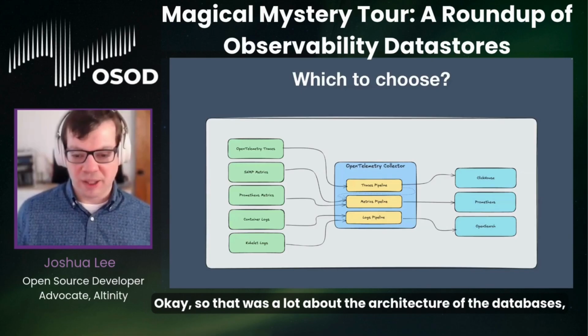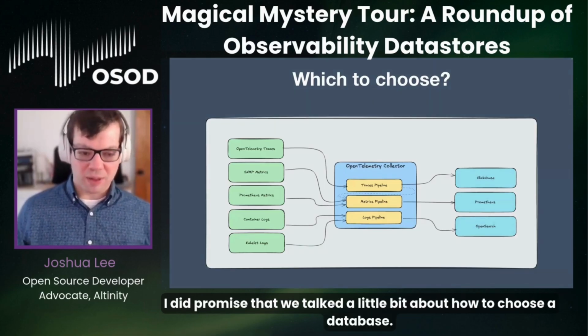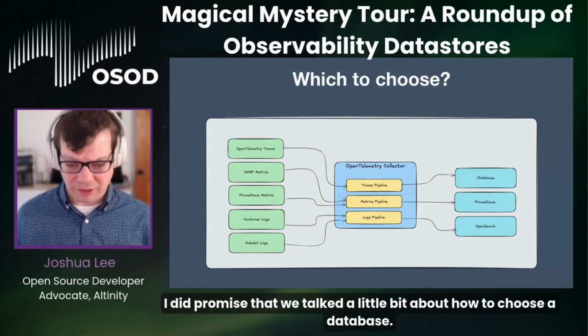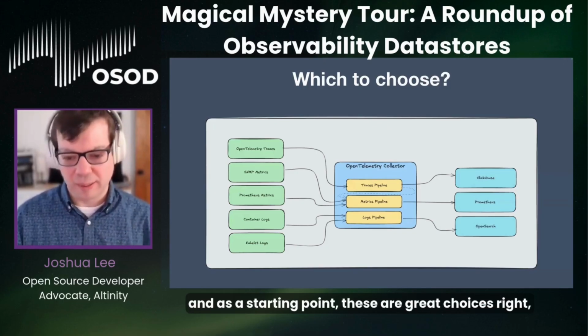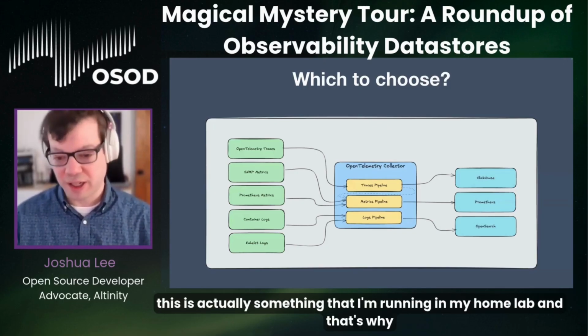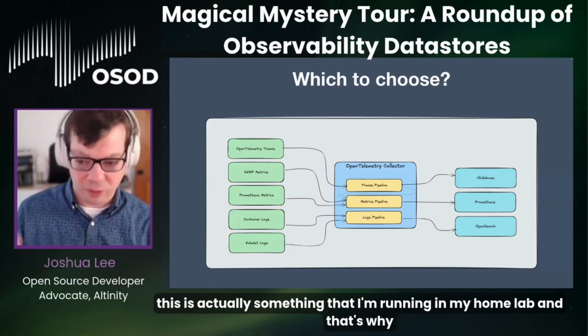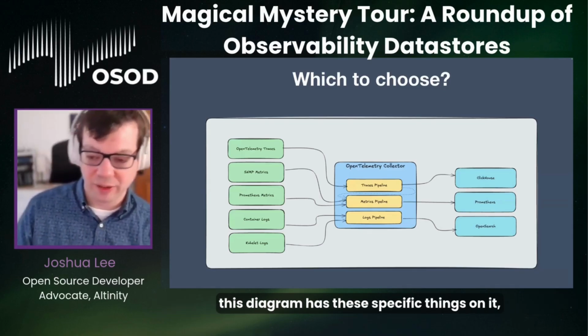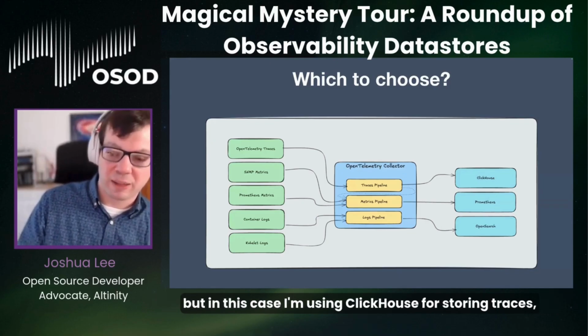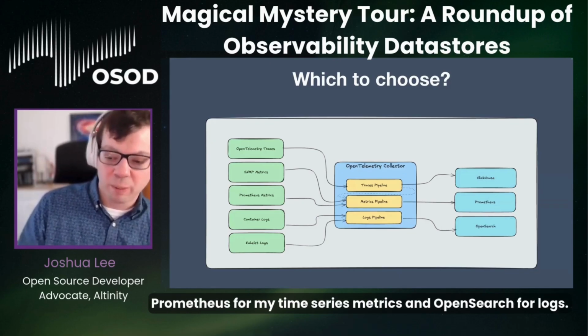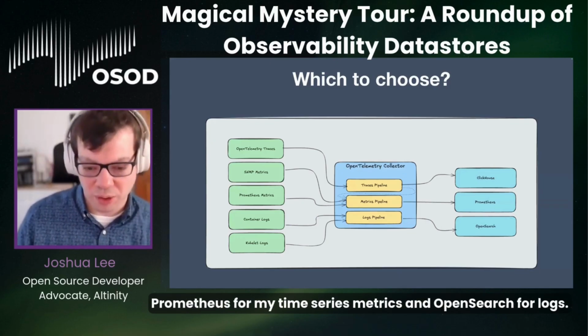Okay, so that was a lot about the architecture of the databases. I did promise that we'd talk a little bit about how to choose a database. This is a diagram that I use a lot, and as a starting point, these are great choices. This is actually something that I'm running in my home lab, and that's why this diagram has these specific things on it. But they're by no means the only things that you can choose. In this case, I'm using ClickHouse for storing traces, Prometheus for my time series metrics, and OpenSearch for logs.